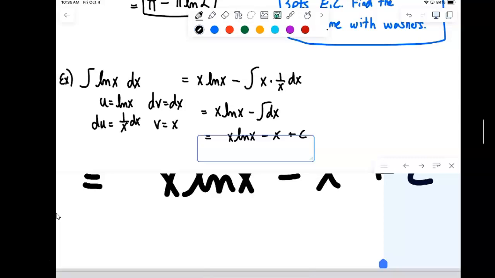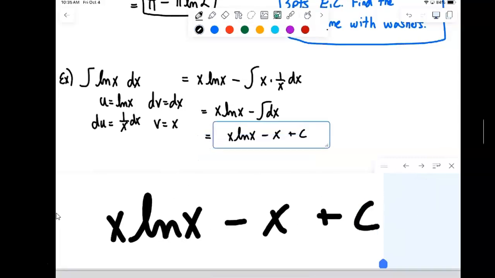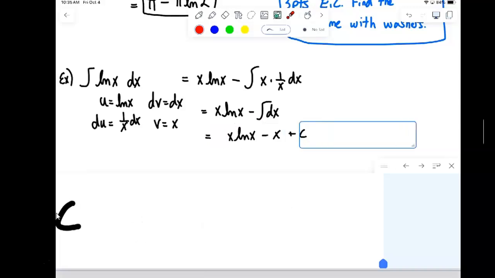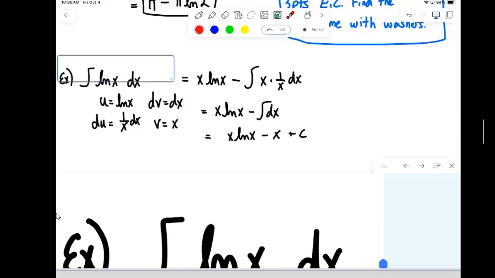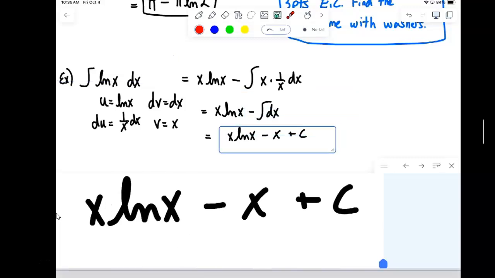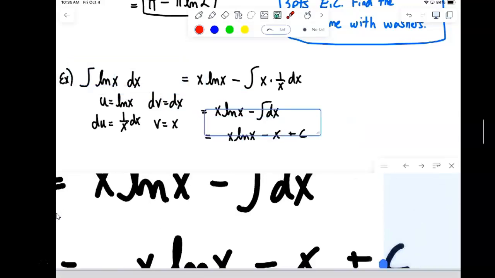So it turns out the antiderivative of ln is x ln of x minus x. And you can check on that to see that it does work. If you do differentiate this thing, you will get back to just ln. Okay? And so now we have our result. The antiderivative of ln of x is just x ln of x minus x. And of course, the indefinite one has a plus a constant.